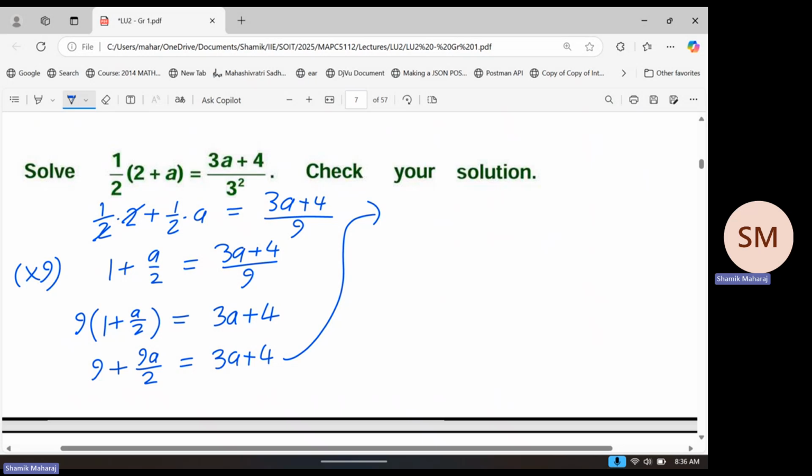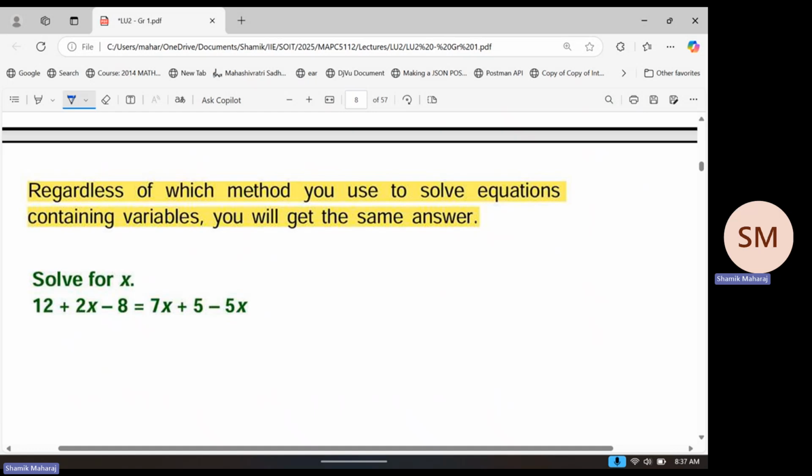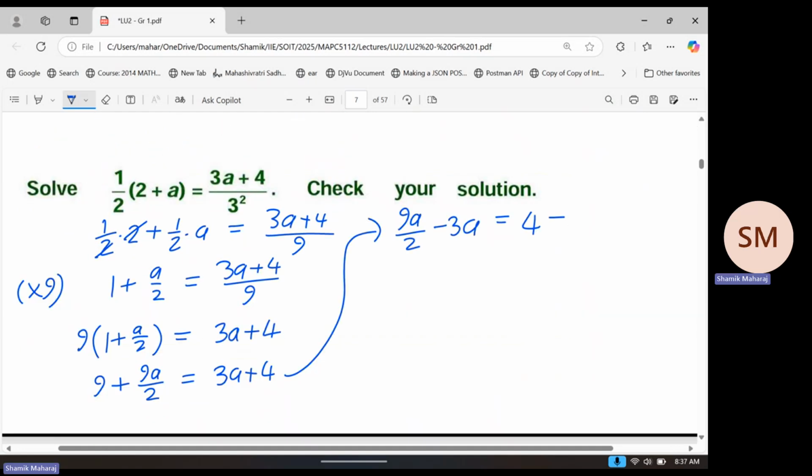So from here, we get the a alone to one side. So on this side, we have 9a over 2. We'll bring the other a to this side and make it negative 3a. On the right hand side, we have a 4, and we'll take the other 9 to that side and make it -9. Okay. So just check from here to here when you guys are okay.